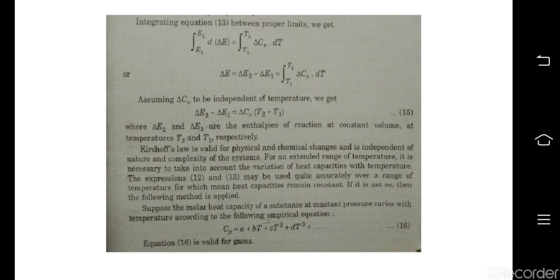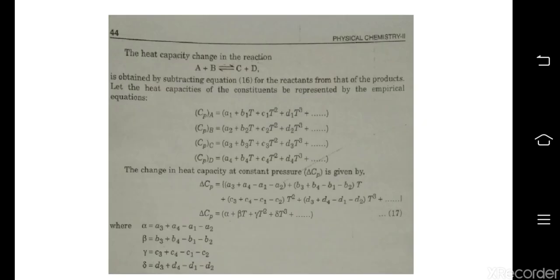Then we directly go to equation 16, which is a mathematical formula. You can see that Cp could be expressed as a function of temperature. We have alpha plus... A plus Bt plus Ct square plus Dt cube and so on. The powers keep on increasing, like the first power of temperature is 1, then the second power is 2 and 3. This is because it is an empirical equation.